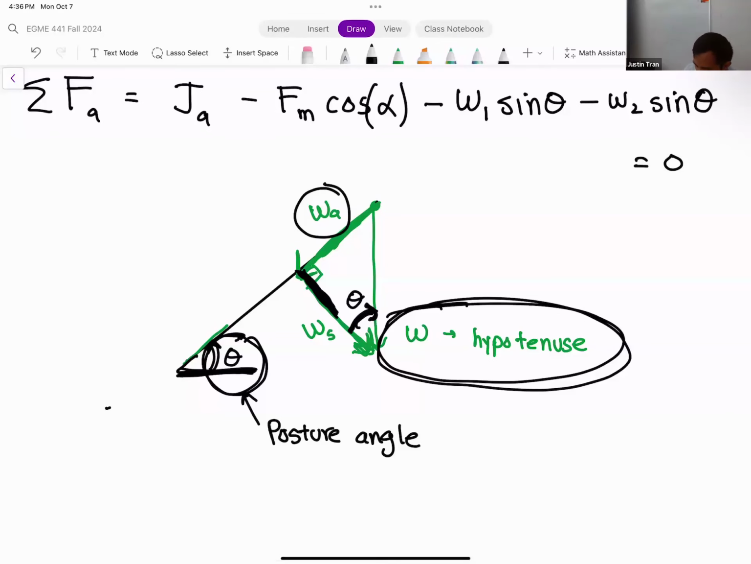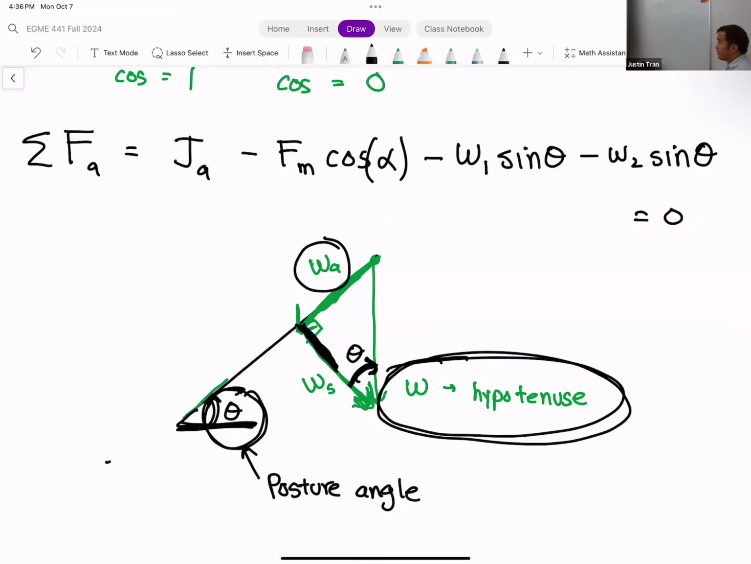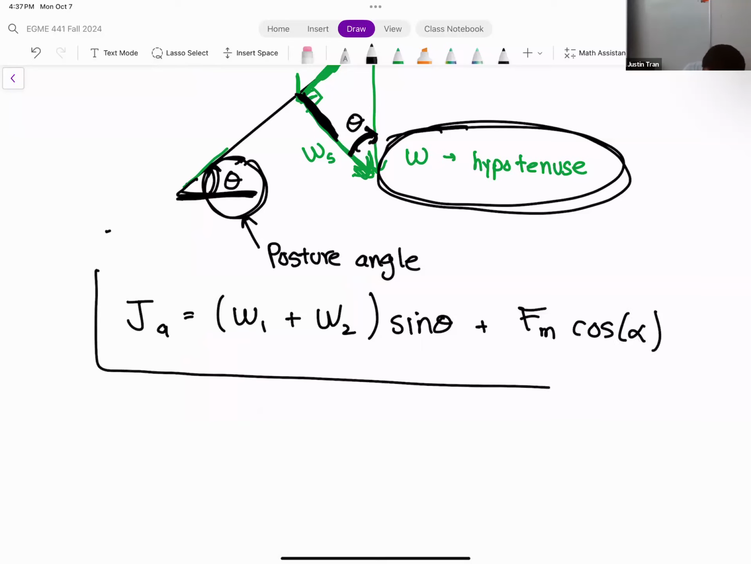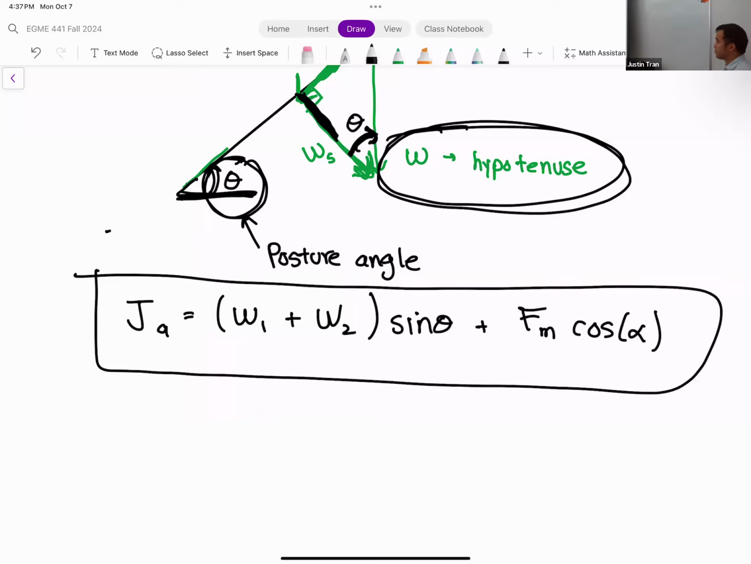So what we have in the end is a fairly simple algebraic expression. Let's go ahead and solve this equation for JA. We get JA is equal to (W1 plus W2) sine theta plus FM cosine alpha. Very long-winded explanation for a fairly simple result.